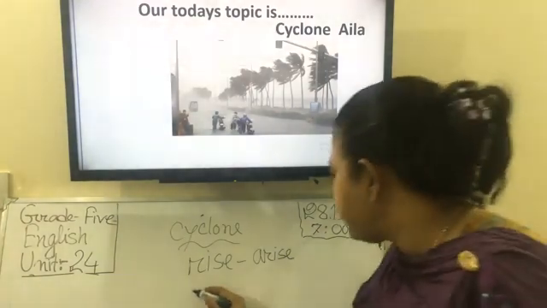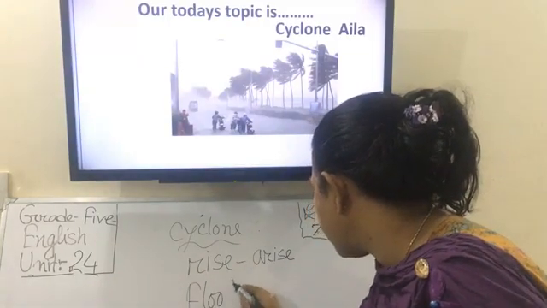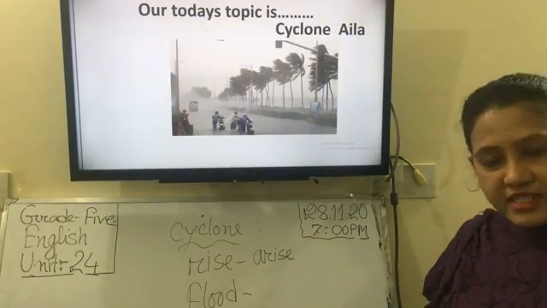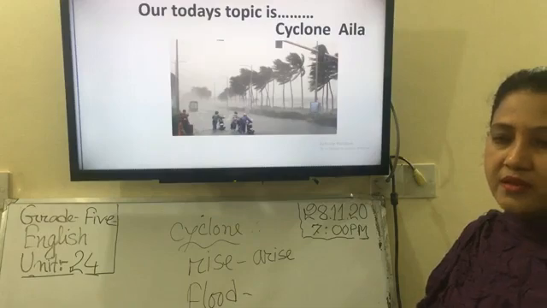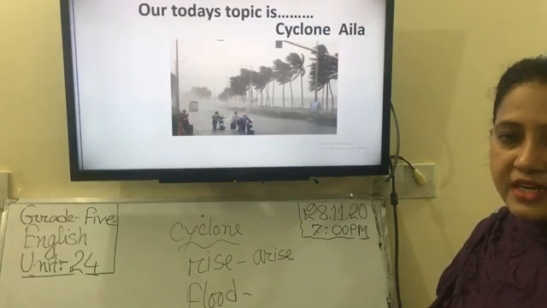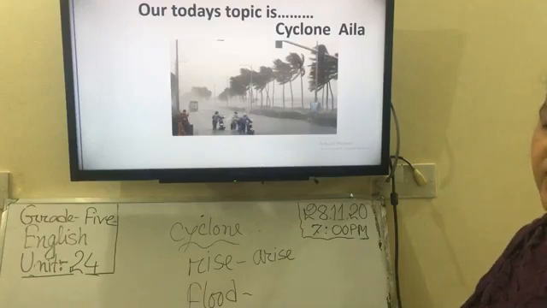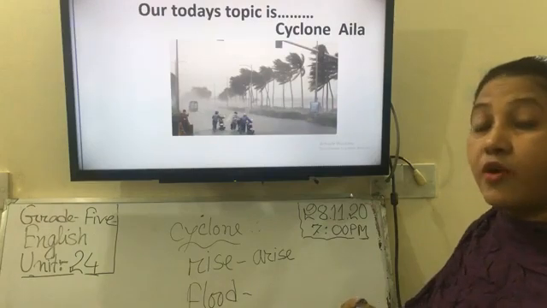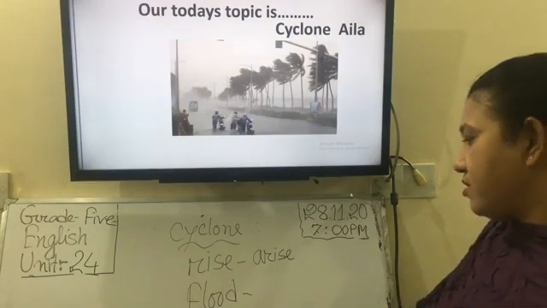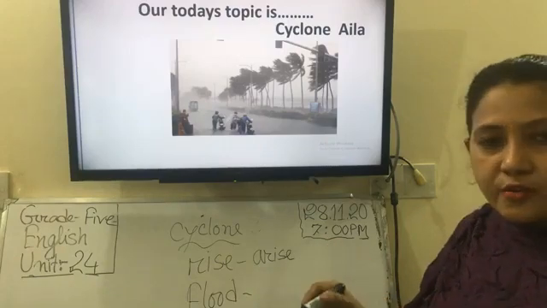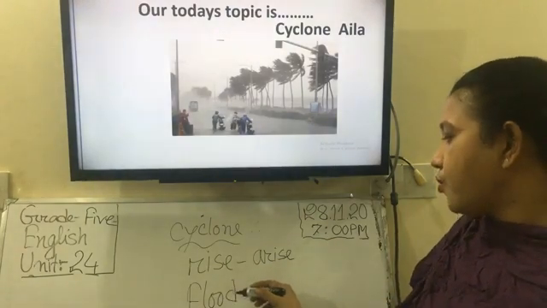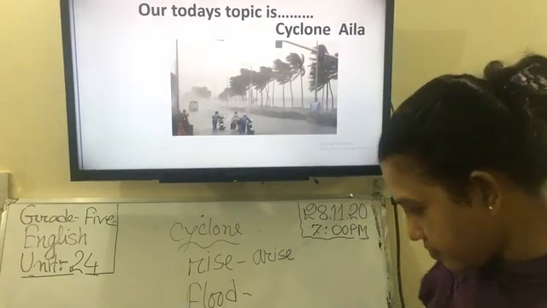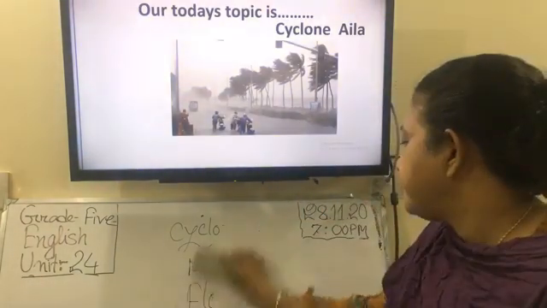Rise, arise. Flood. What is flood? Flood is also one kind of natural disaster. When the river is full of water and everything is full of water, the field and our house and our village, everything is filled. This happens in the rainy season, so it is called flood. Flood, F-L-O-O-D. Please, you also copy flood.